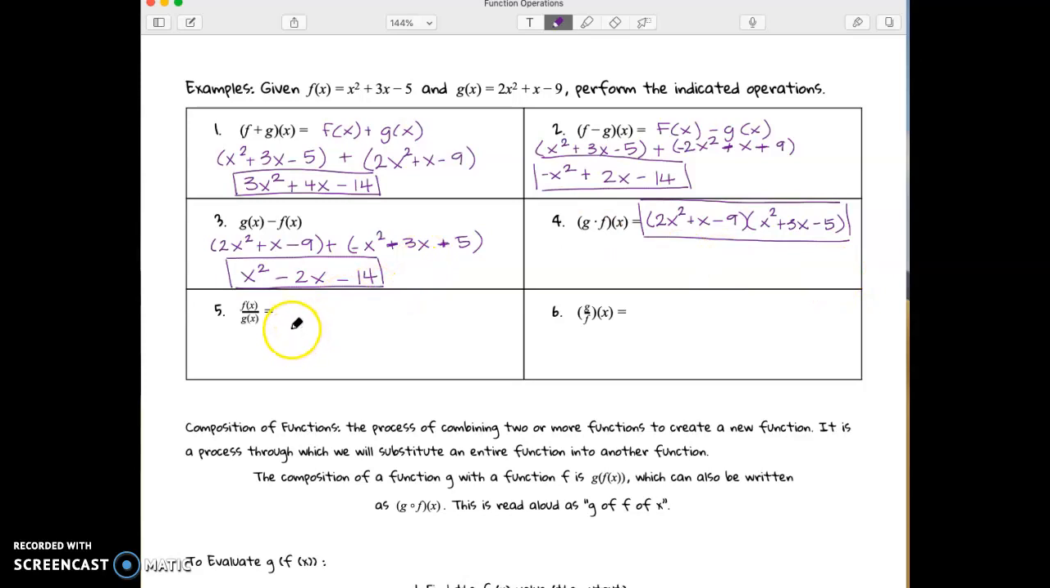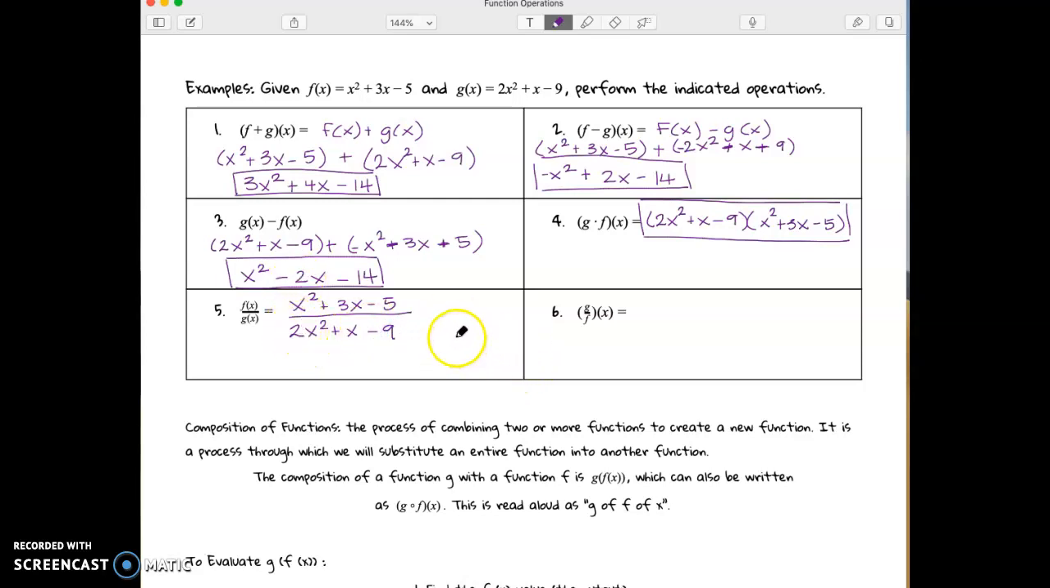And then for number 5 and 6, we have division. So you see here we have two different notations that mean the same thing. They're division. But we see in number 5, we're putting f in the numerator and we're putting g in the denominator.